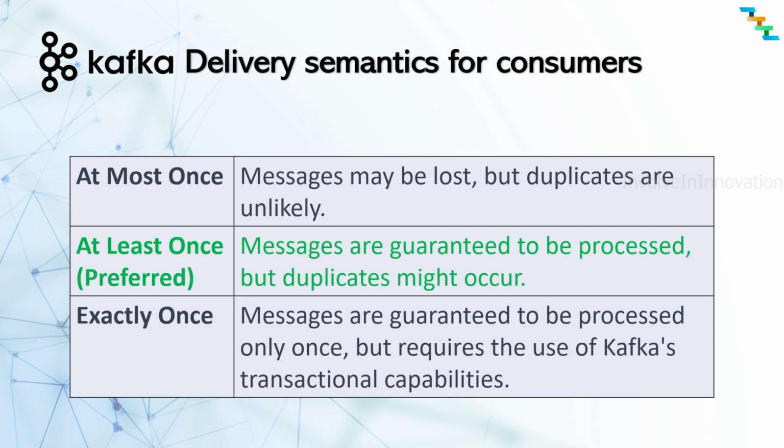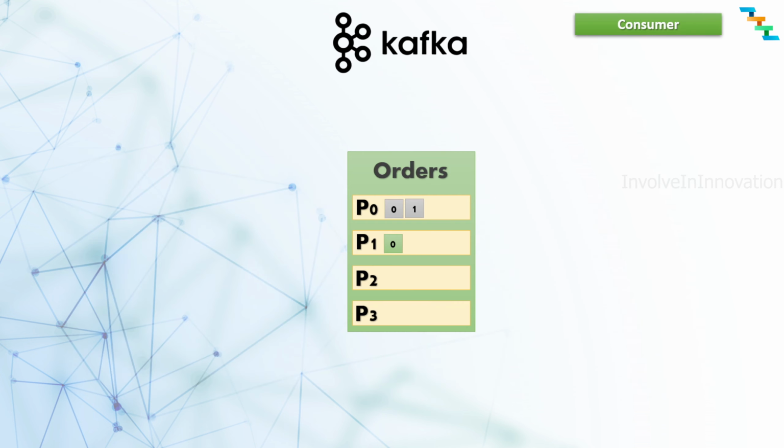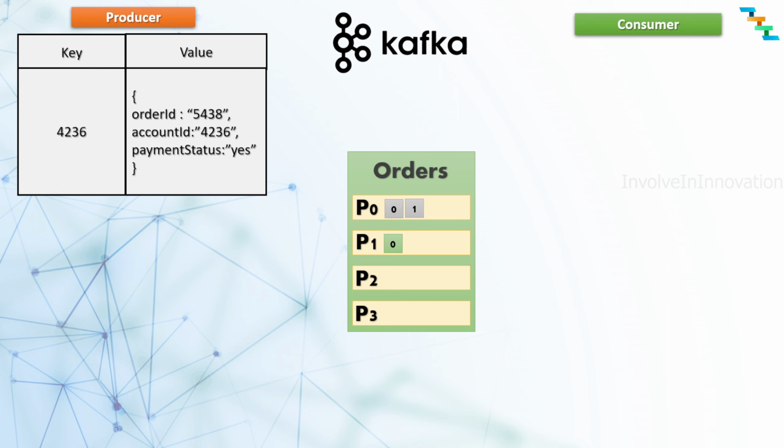after the first processing. The next semantics is exactly once. Kafka introduced transactional capabilities that provide exactly once delivery semantics. This is the most stringent delivery guarantee, ensuring that messages are processed and acknowledged only once. Even in the presence of consumer or broker failures, it requires the Kafka transactional API and coordination between the producers and the consumers. Next we will see about producing and consuming messages from Kafka.